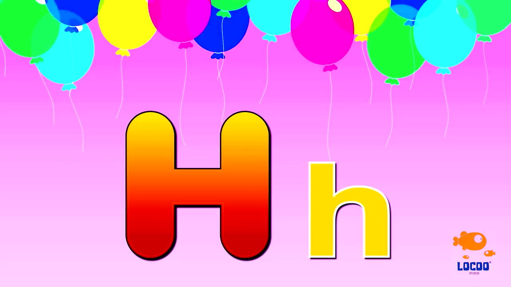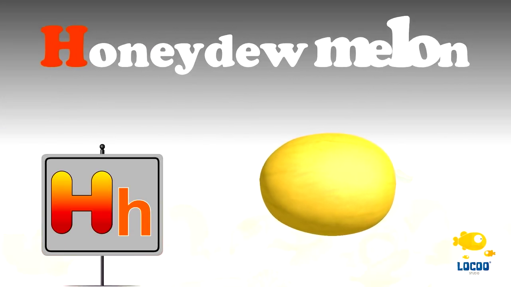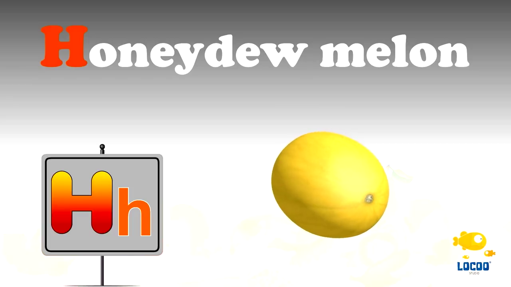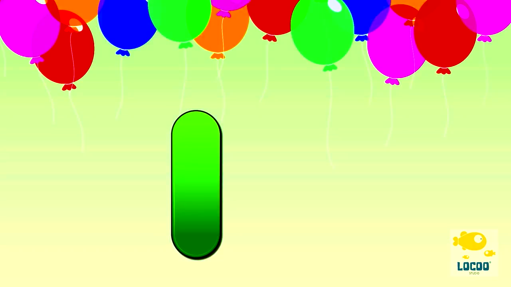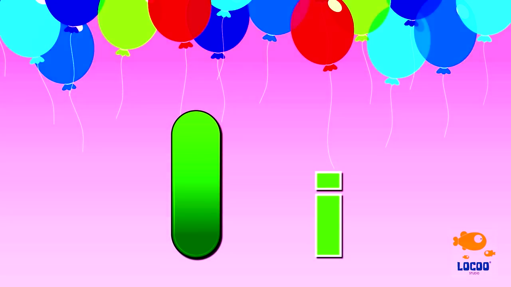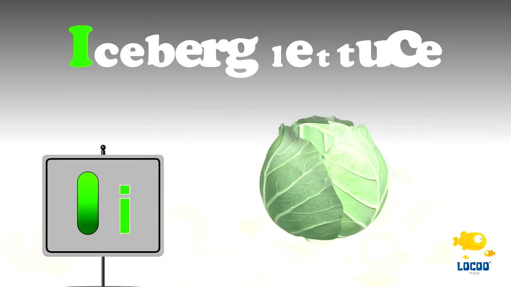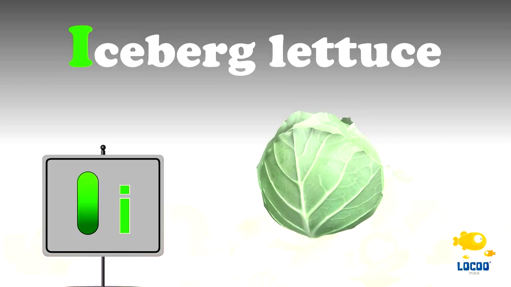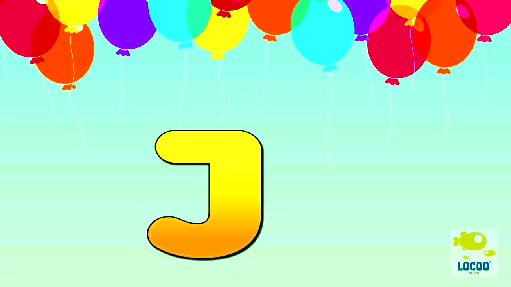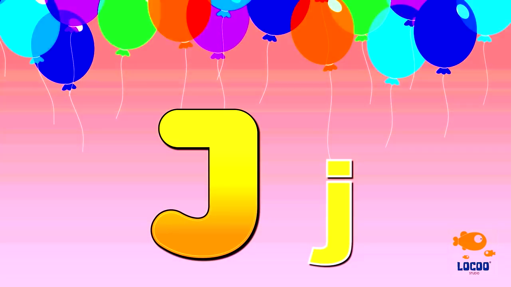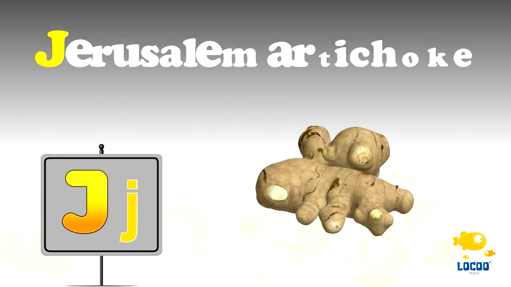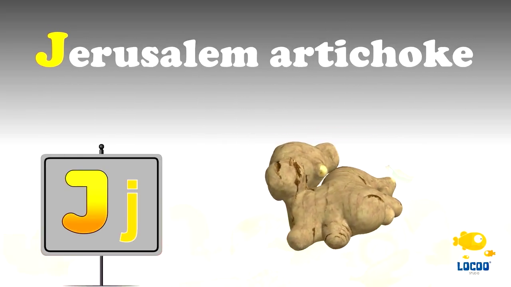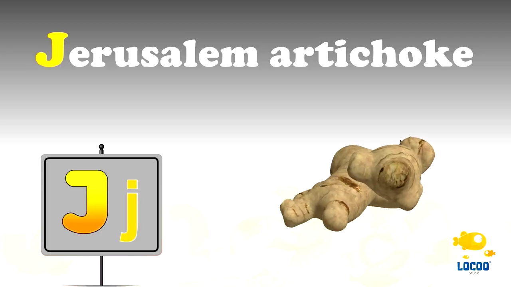H. H is for honeydew melon. I. I is for iceberg lettuce. J. J is for Jerusalem artichoke.